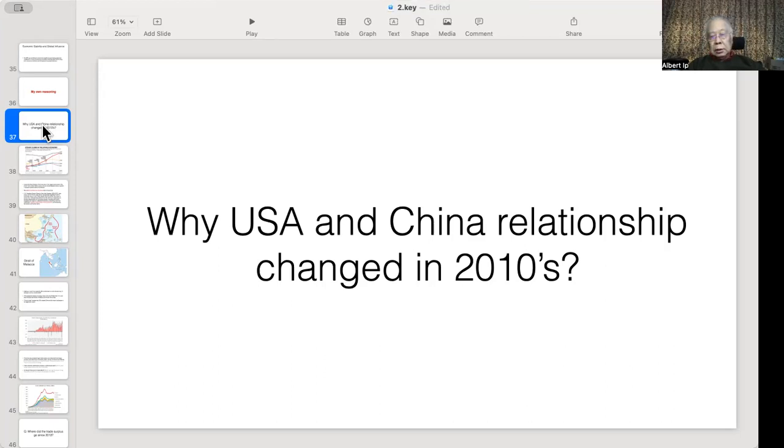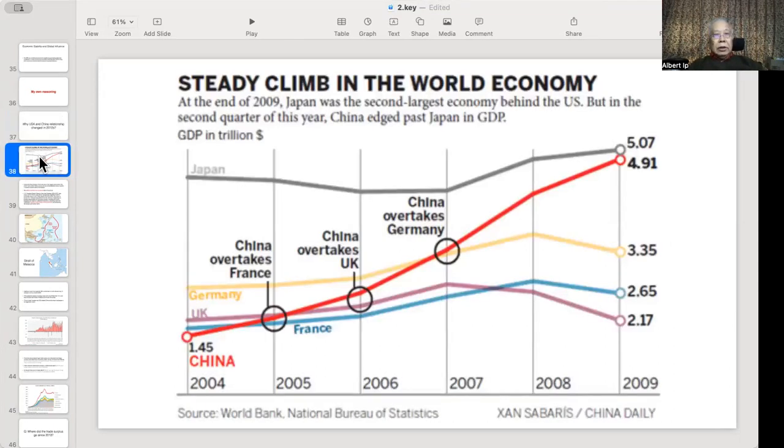But for the first 10 years in the 21st century, the relationship between the USA and China is still pretty good. But in the 2010s, the situation suddenly turned very bad. So we have to look at what happened. One way to look at it is looking at the world's GDP. Of course, we know that the American GDP is right up there, which isn't represented in this graph.